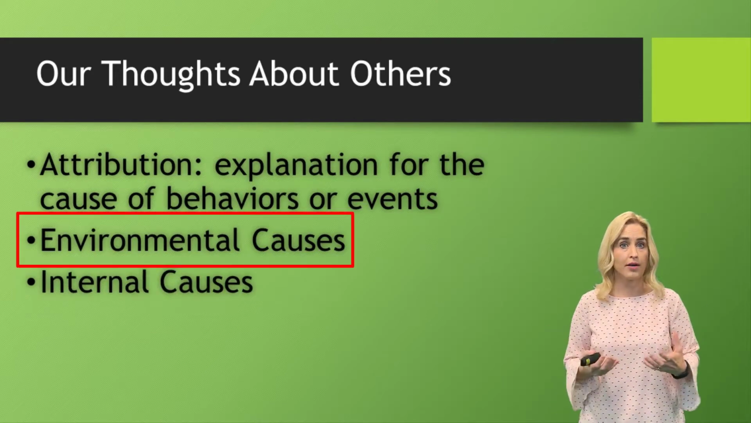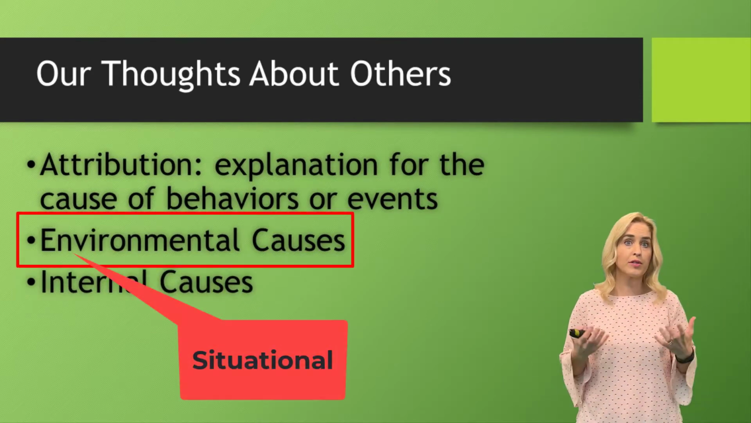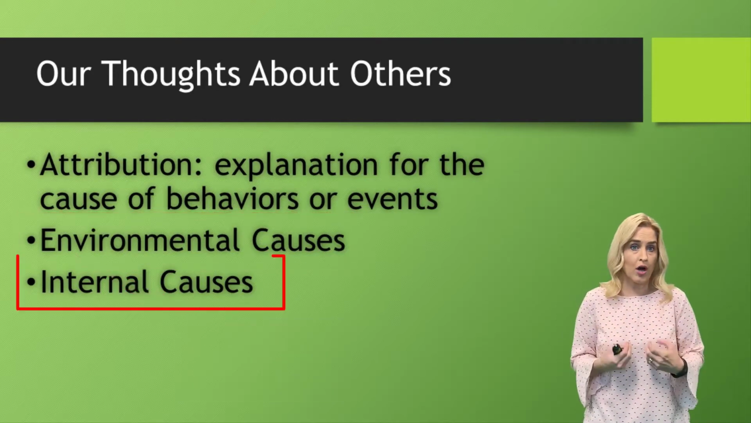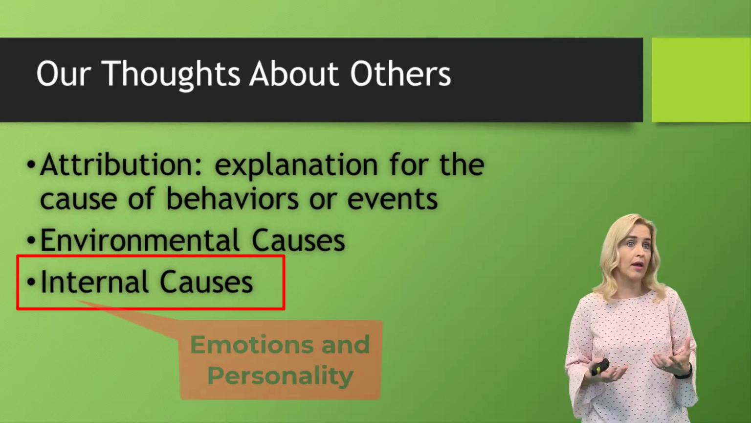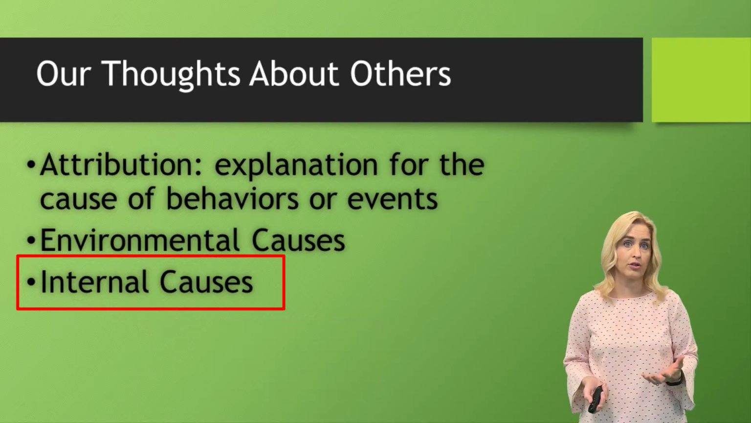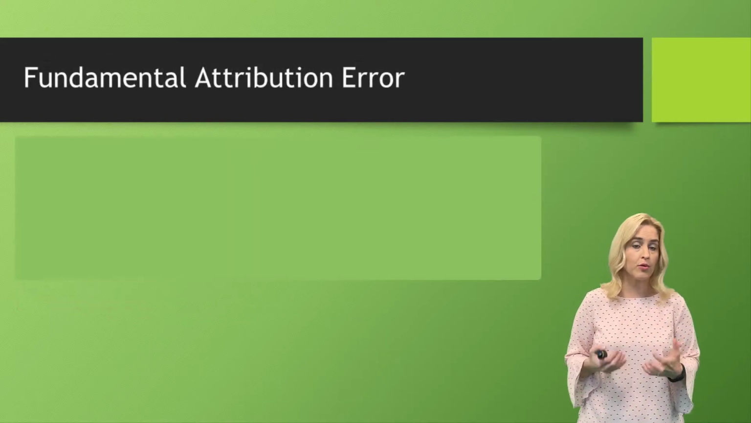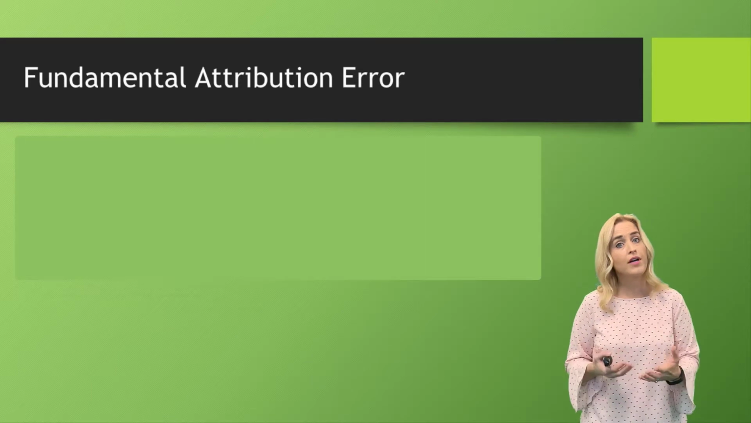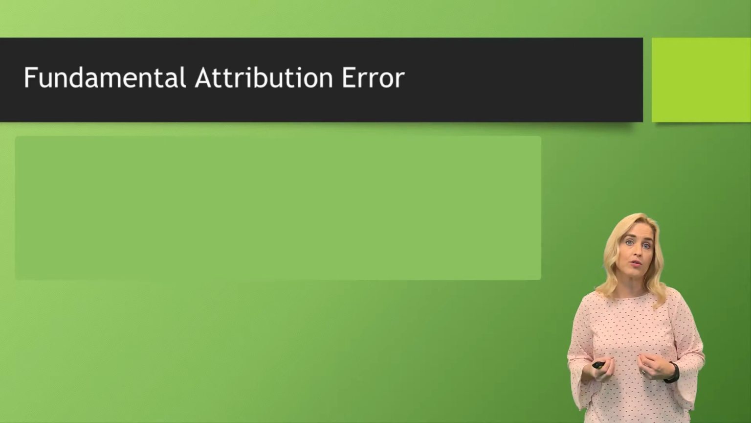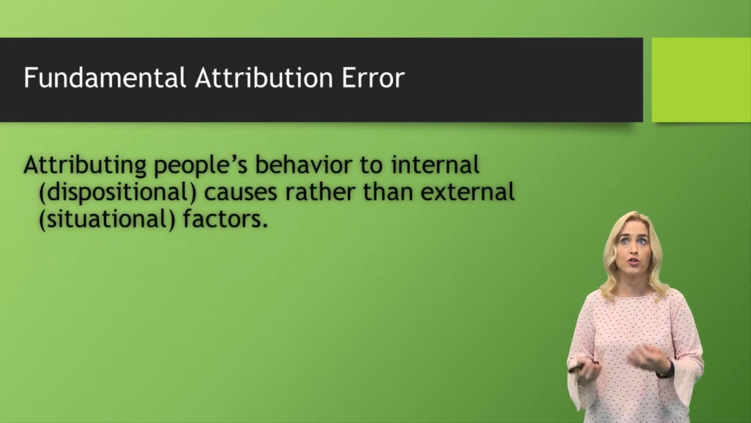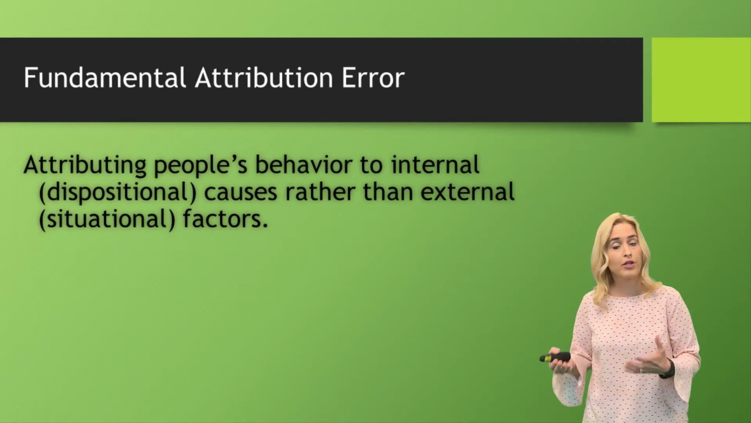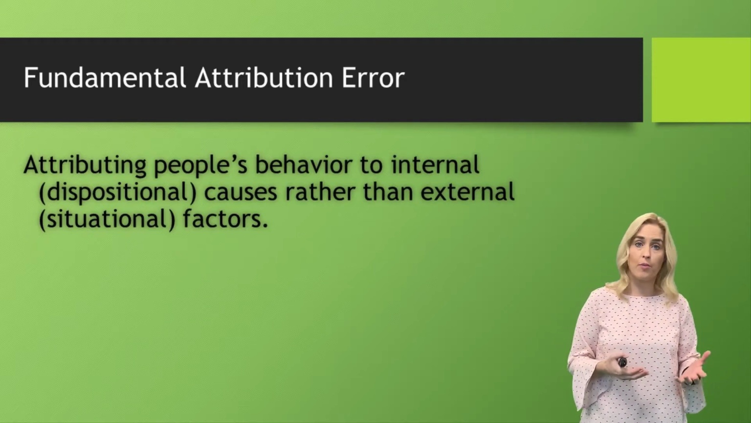Oftentimes with environmental causes, it's the situation that the person is in that really impacts their behavior. With internal causes, those are going to be things like emotions, personality characteristics, and those also influence our behavior in different situations. Now, there's something that can happen with making attributions, and it's called the fundamental attribution error. The fundamental attribution error happens when we attribute people's behavior to an internal or dispositional cause rather than an external or situational factor that we may or may not know about.